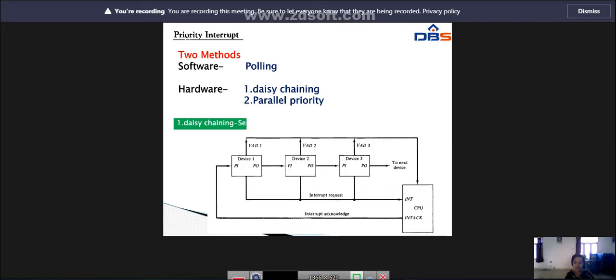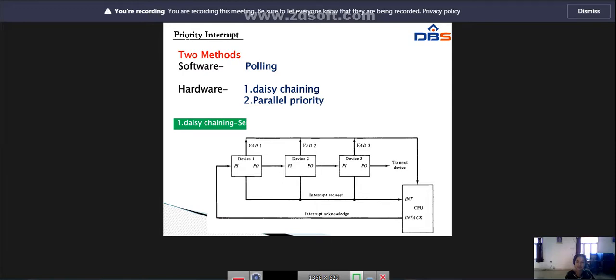A device that is requesting an interrupt and has a 1 in its PI input will interrupt the acknowledgement signal by placing a 0 in its PO output. If the device does not have a pending interrupt, it transmits the acknowledgement signal to the next device by placing a 1 in its PO output. So the device with PI equal to 1 and PO equal to 0 is the one with the highest priority that is requesting an interrupt.